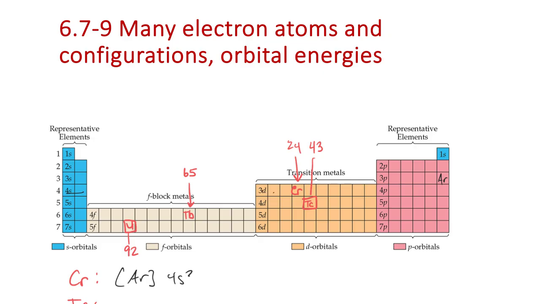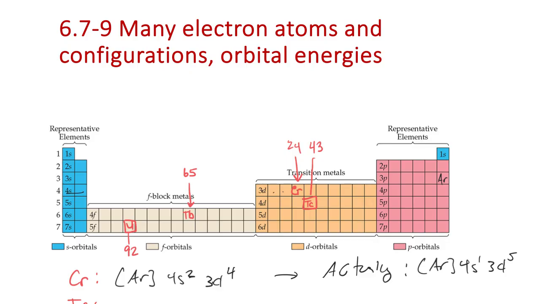And then chromium's 1, 2, 3, 4 across into that 3d. So we'd have a 3d4. Now, we'll see on the next slide that it turns out chromium has what we call an anomaly, an anomalous configuration. It has a slightly different configuration than the one we expect. The actual configuration for chromium is argon 4s1 3d5.